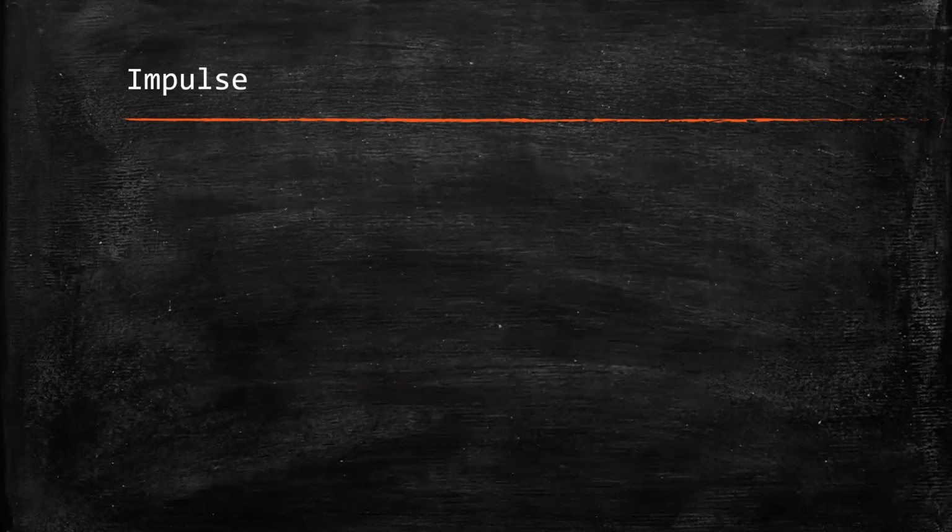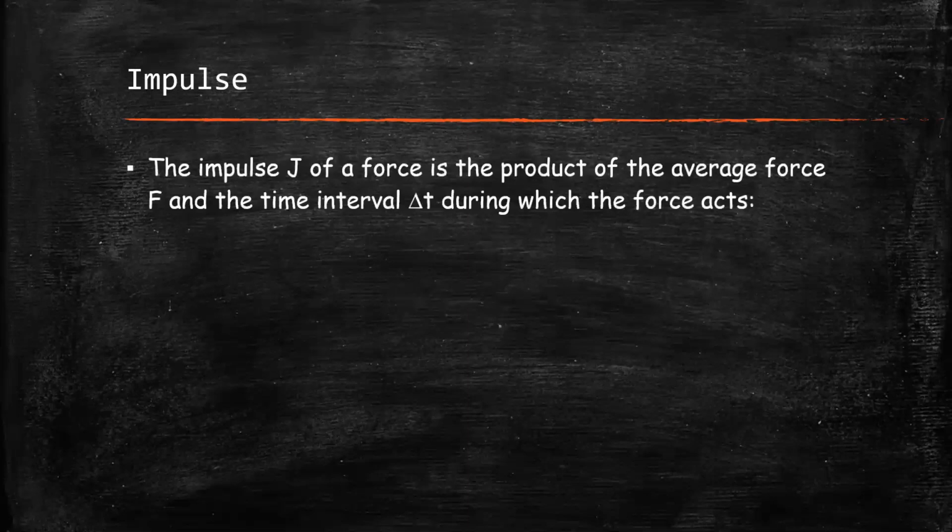Now, what is impulse? Remember when the soccer player kicked the ball and it produced momentum, the soccer player exerted force on the ball that caused the change in the momentum of the ball. So this force has an impulse. And this impulse is the product of the average force and the time interval during which the force acts.